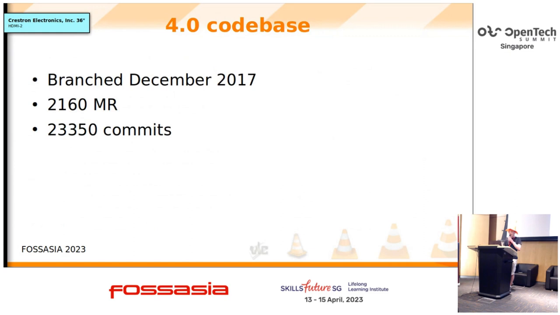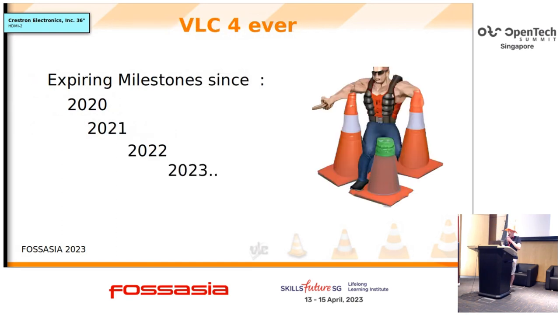So we are on this since quite a long time, 6 years now. Lots of commits, lots of merge requests. There's still a lot of merge requests waiting, a lot of changes, and we are still expiring milestone. We are turning into vaporware soon, like some well-known video game. Well, but we are progressing.